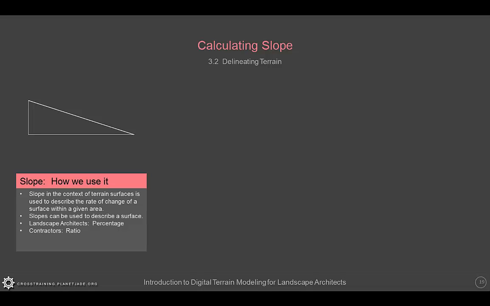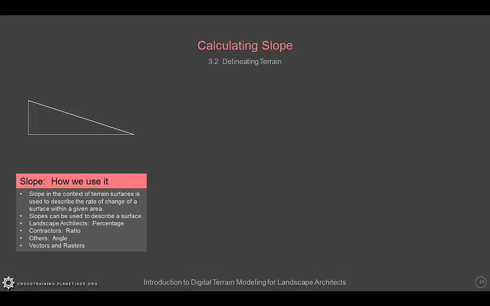If you are a contractor, and I can guarantee you as landscape architects, we will definitely work with a lot of these, they may refer to slope in terms of a ratio. So they'll say something like a 4-to-1 slope, or a 3-to-1 slope, or a 5-to-1 slope. And then sometimes you may hear slope referenced by an angle. So in this example, the angle theta would represent the slope that they're trying to describe.